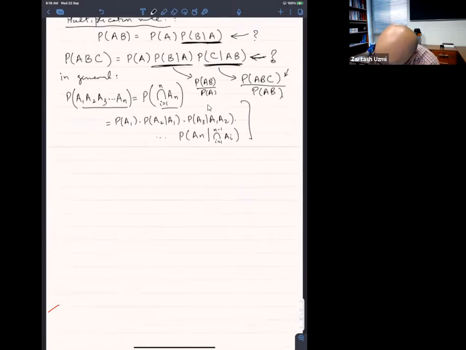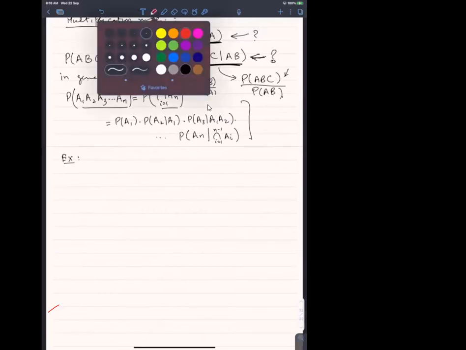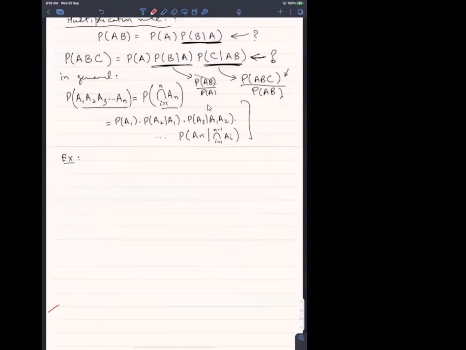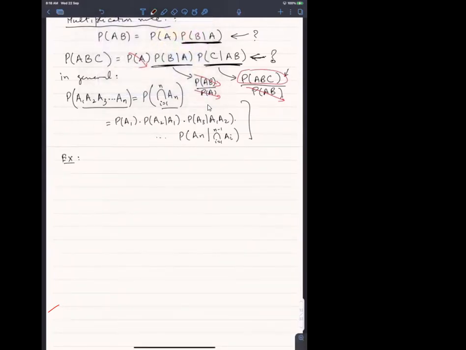So I'll give you an example of this multiplication rule. An example. सर आप kindly repeat कर सकते हैं कौन सी चीज cancel किया आपने? ये probability of A, B इसके साथ cancel हो जाएगा, ये probability of A इसके साथ cancel हो जाएगा, you will be left with probability of A, B, and C. Okay. All right, sir.